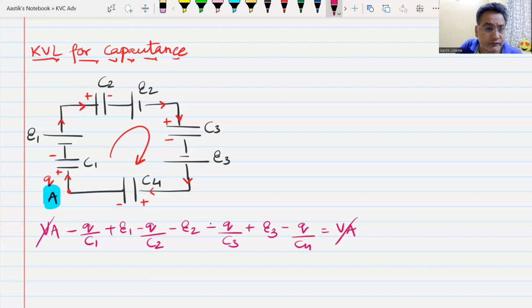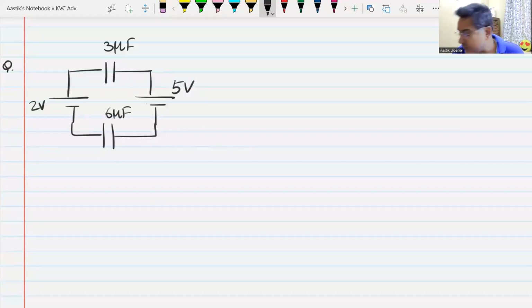Done, sir. Then you have this question. You have to find the charge coming on the capacitors. Initially, both the capacitors are uncharged. You have to find out the charge on the capacitors if they are connected in this fashion. Do we understand this? How we have to do this? Yes, sir. I'll give you 2 minutes to do it.